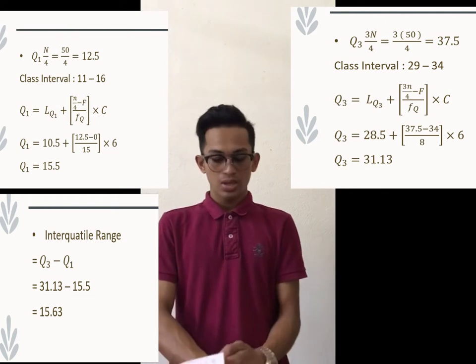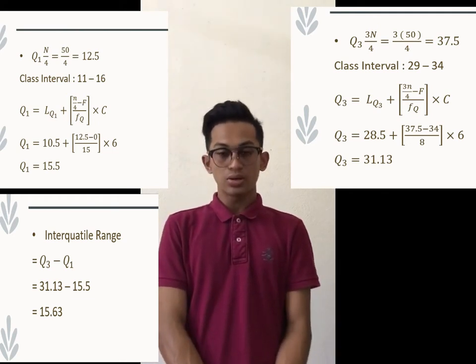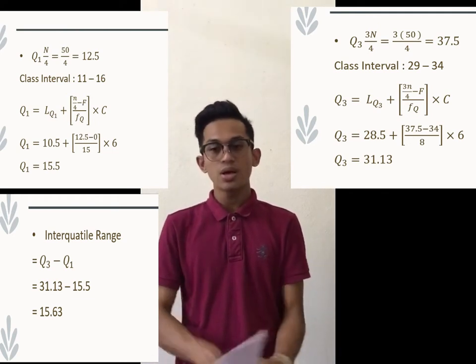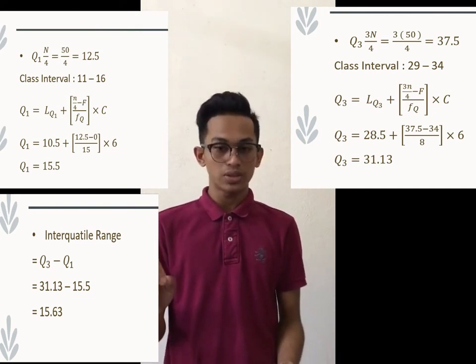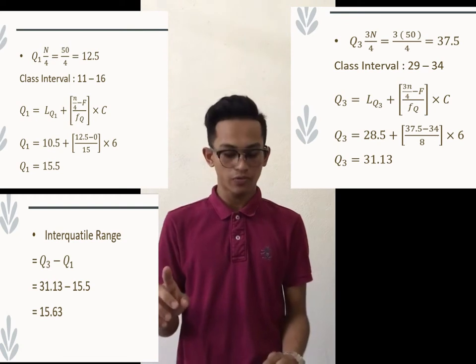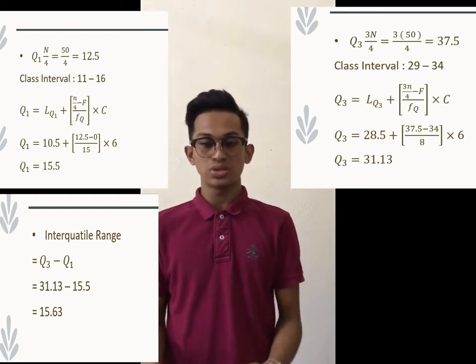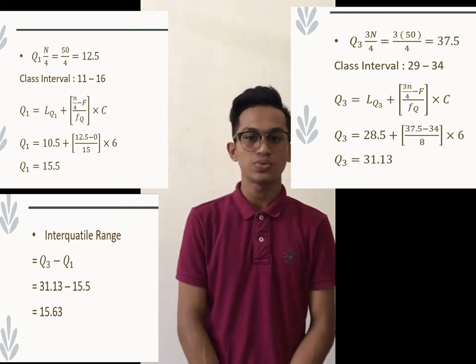31.13. And for the interquartile range, we must do Q3 minus Q1. So 31.13 minus 15.5 and get 15.63, the answer. Thank you.